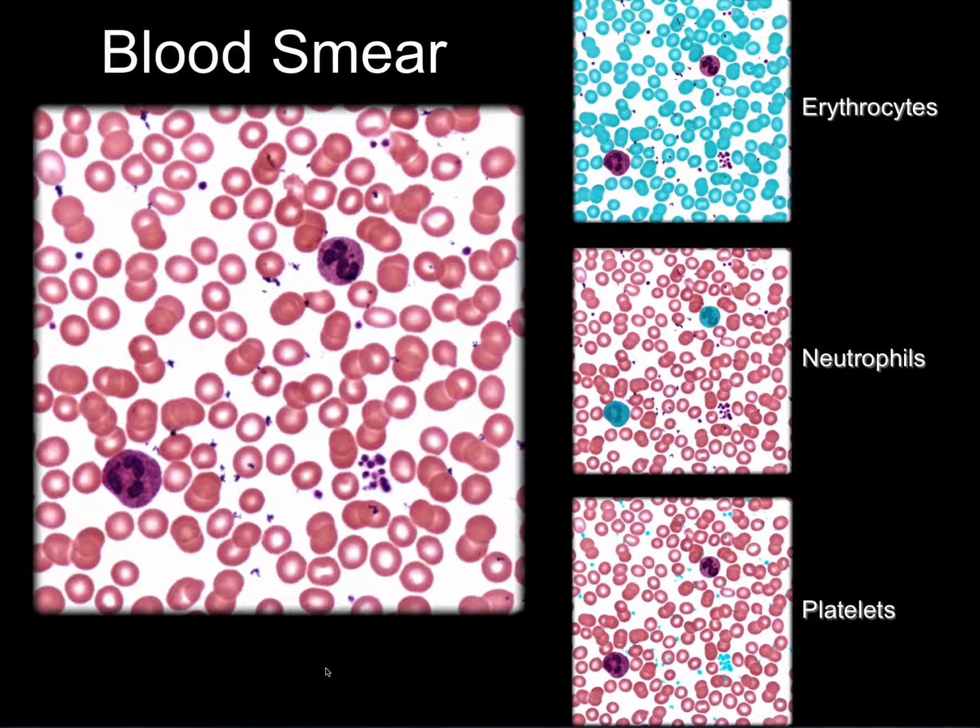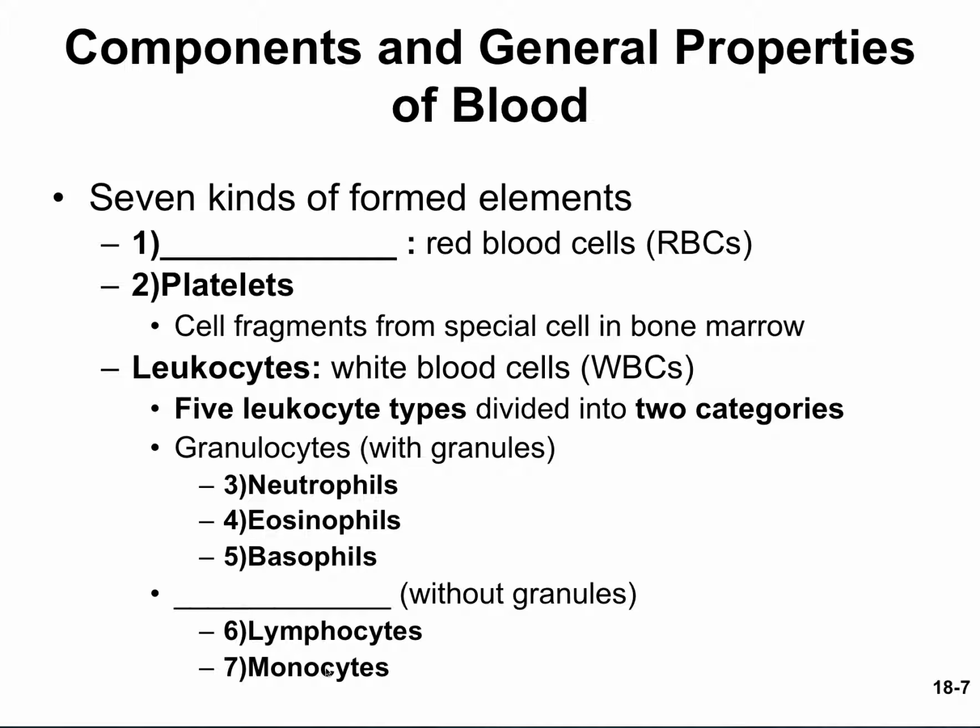Notice this blood smear. Erythrocytes are red blood cells. Neutrophils are white blood cells. And platelets are parts of the cells or cell fragments from it. There's 7 kinds of formed elements.